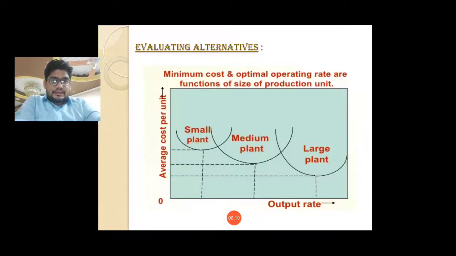Now, on the x-axis we see the output rate, on the y-axis the average cost per unit. Fine. The small plant will require more cost per unit and the output rate will be less. When we increase the plant size in the near future, we will see that the average cost per unit decreases and the output rate increases. If the same thing happens and we set up a large plant of the same product, we will see the average cost per unit decrease and the output rate get maximized.